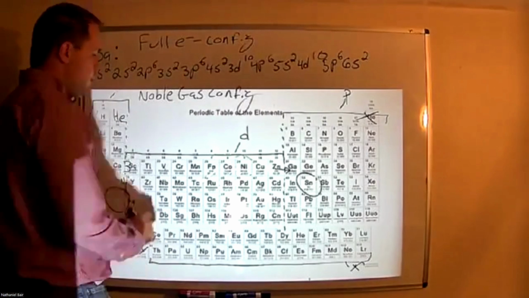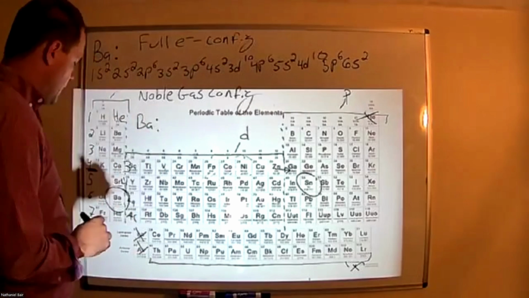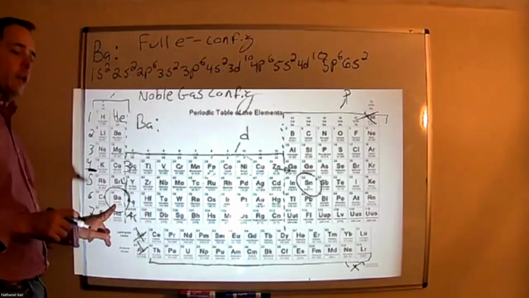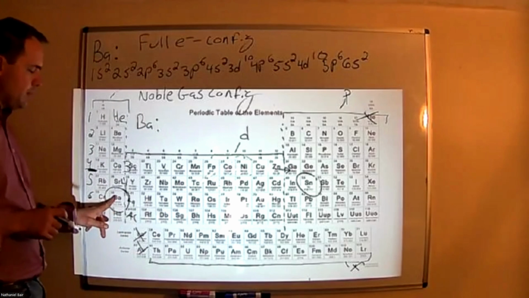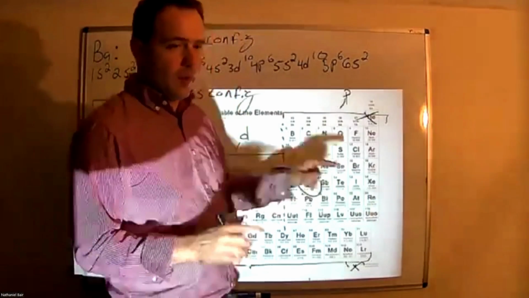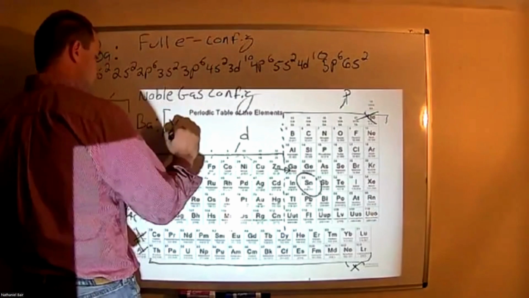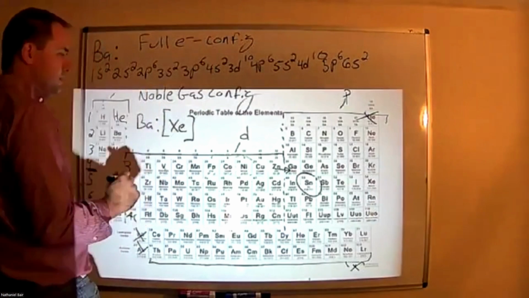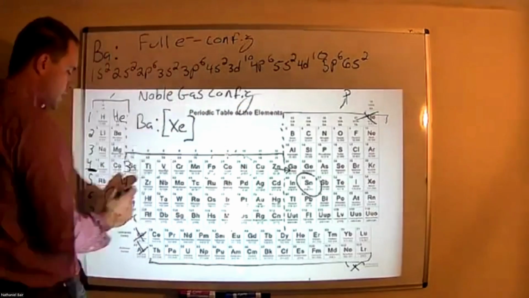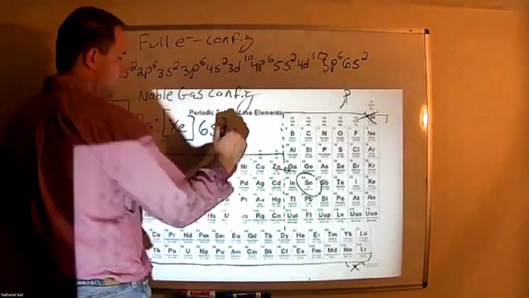Here's what you do. If I want to write the noble gas configuration for barium, you take the noble gas that comes before it. So barium is element 56. 54, xenon is the element that comes before it. We're going to put brackets. We're going to do bracket xenon. And then 6s2 to barium, 6s2.